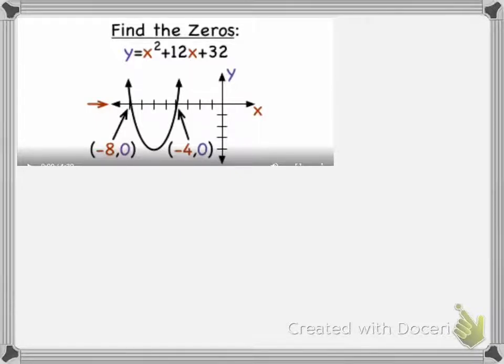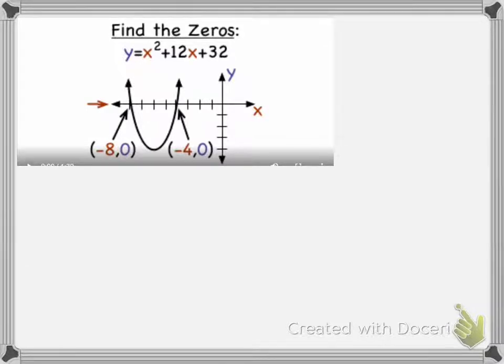In this video, we will examine how to find the zeros of a quadratic function, and while we're at it, we'll also find the x-intercepts because they kind of go hand in hand with the zeros. And one more thing, let's not forget about the y-intercept. We will find the y-intercept as well.